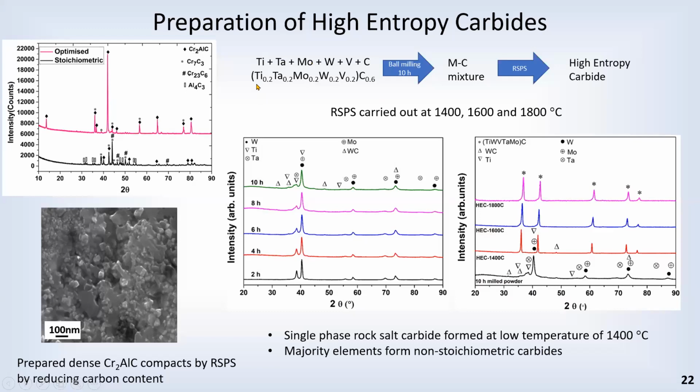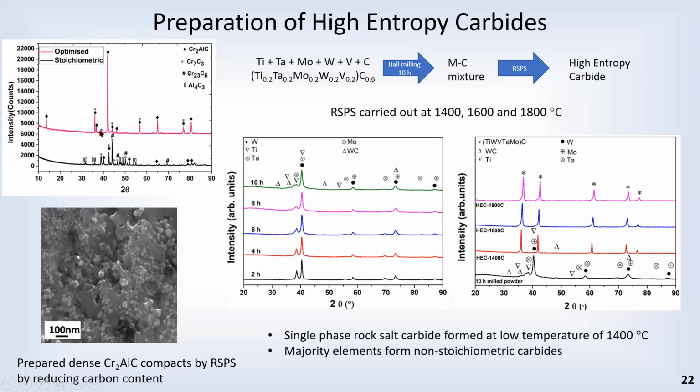Okay, and then I think this is the final slide, on the application to high entropy carbides. You can take a metal and carbon mixture and ball mill them to intimately mix the carbon in the metal. Then we can do RSPS, and when we do that, we get a rock salt type high entropy carbide. This is a new composition that we have made, and we are able to get it at temperatures of 1600 and 1800 degrees.